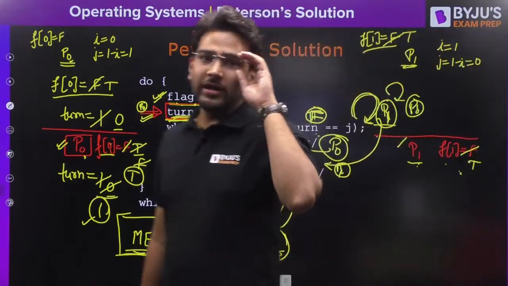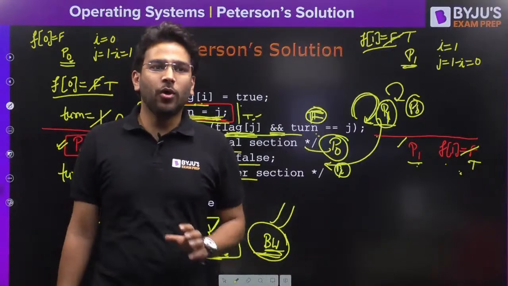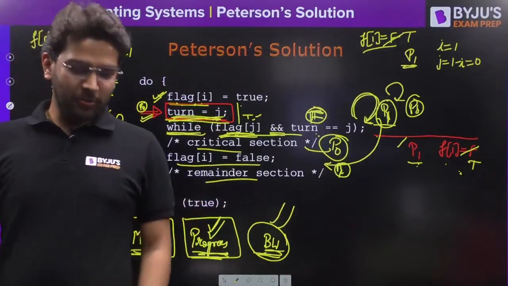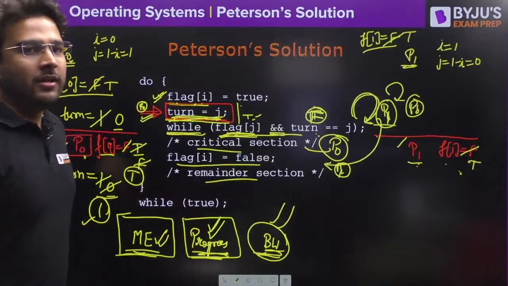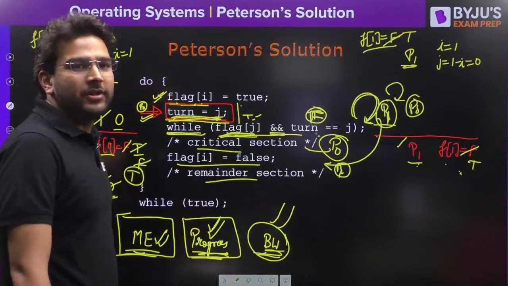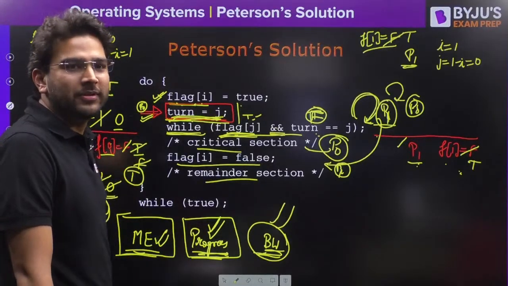That is why bounded waiting is satisfied here. Is it clear to all of you or not? Please let me know this. This is the main concept of Peterson solution.